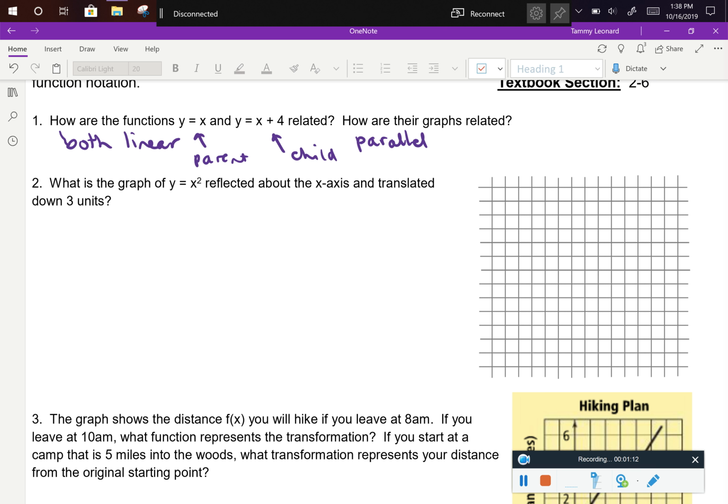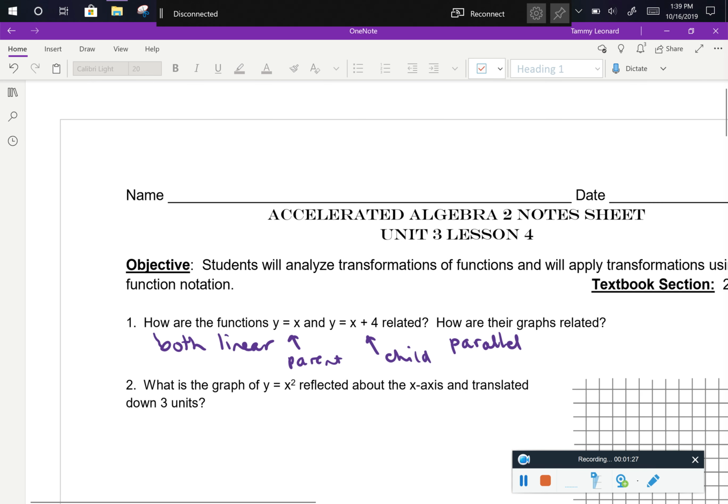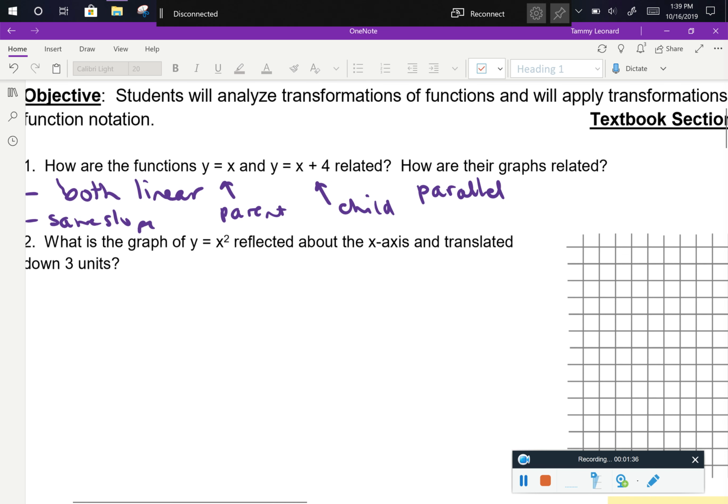So Will got at the fact that they're parallel. That's sort of looking at it from the graphing side. Looking at it from the algebraic side, what would we say about that? Other Will. They have the same slope. That's what makes them parallel. So they're both linear and they have the same slope. Okay, what makes them different? What about them is different, Lucas? They have a different y-intercept.